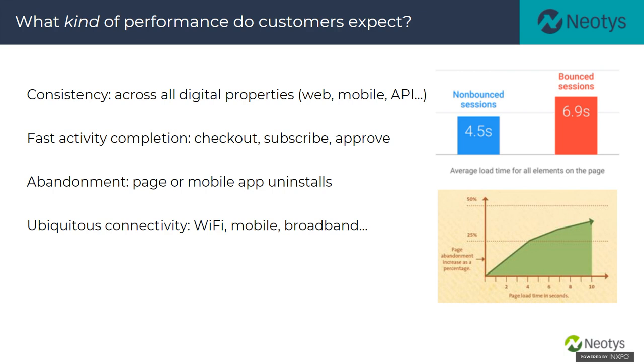We find that page and mobile app uninstalls is a fair thing to measure in terms of what the appetite is for people to hang around when things are performing poorly. And ultimately, we also need to think in terms of what they expect, which is that they're going to be working across multiple connections ubiquitously. So, switching from Wi-Fi to mobile, going over to a broadband connection, their expectation is that your service still works quickly, that your app, that they can do their job quickly.